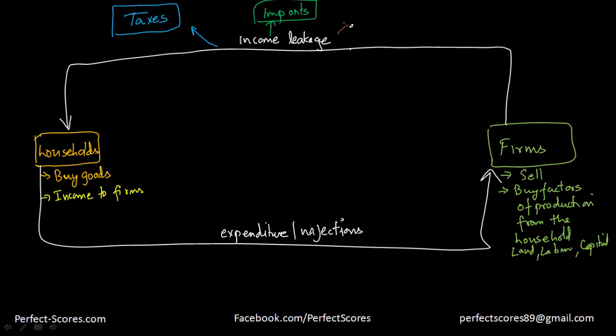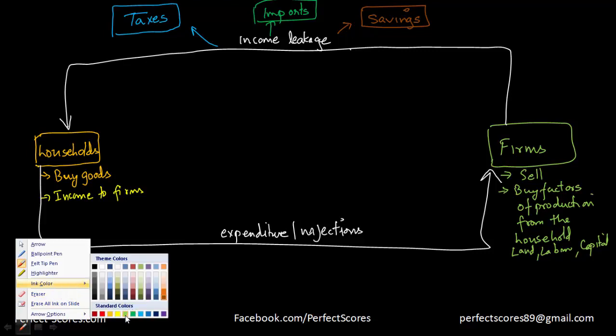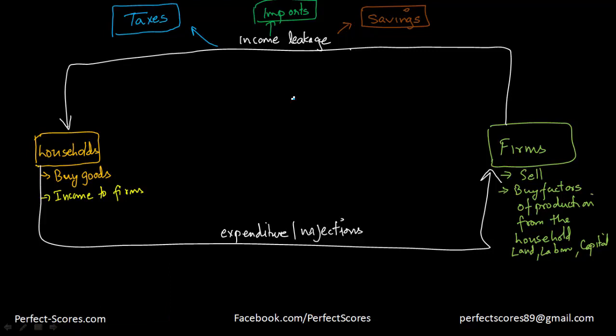Another thing that acts as a leakage is savings. Whenever households save money, that money goes out of the system. It's lying in a bank. It's actually of no use to anyone, right? So that goes out. That actually acts as a leakage for the economy.